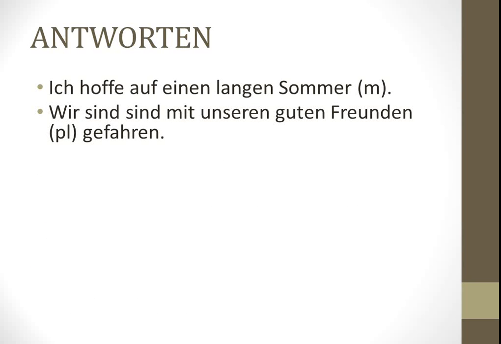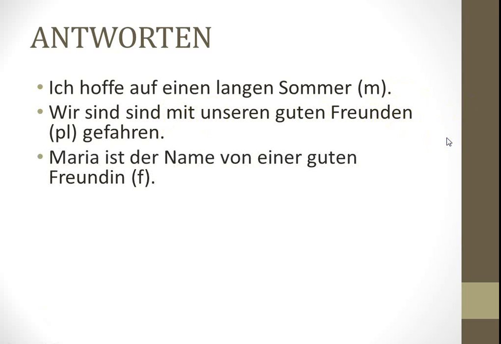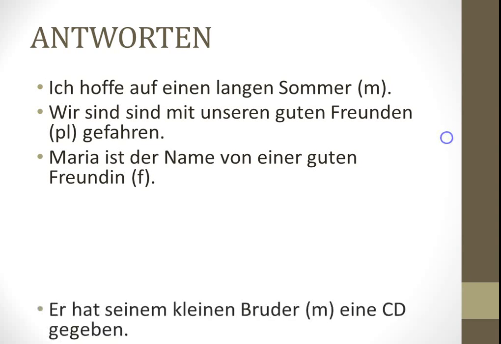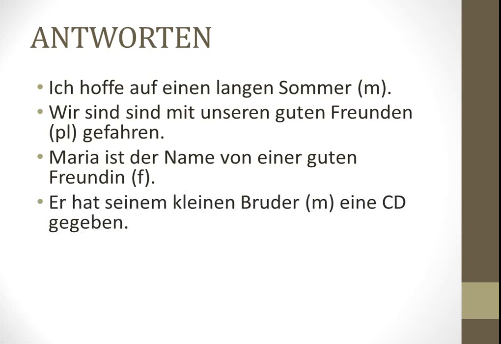Wir sind, my bad. Wir sind mit unseren guten Freunden gefahren. So the dative gave Freunde that ending as well. Nummer 3. Maria ist der Name von einer guten Freundin. Nummer 4. Hat seinem kleinen Bruder eine CD gegeben. This is dative because it's the indirect object.